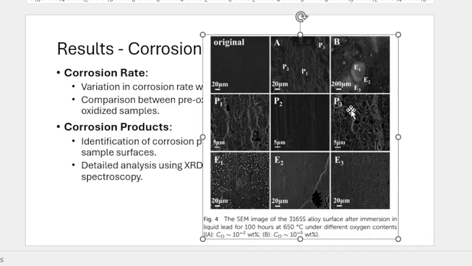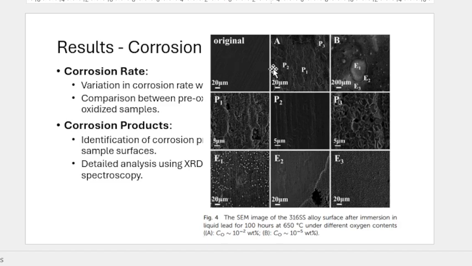So you can see here, this is the SEM. We have the original, we have the B materials, we have the A and B materials. A with several, this is the surface analysis. So we have P1, P2, P3 being observed, as we can see, and also B, E1, E2, and E3.